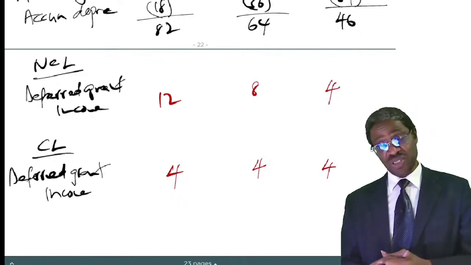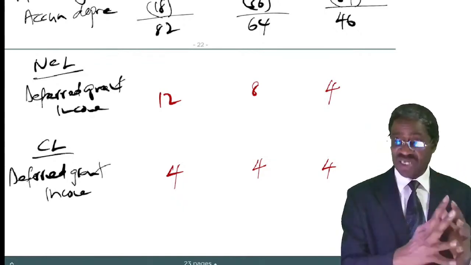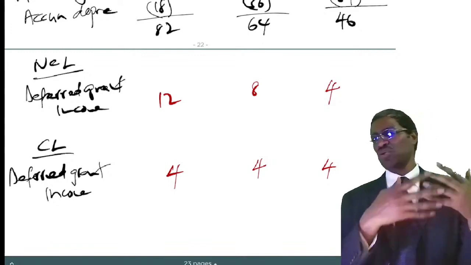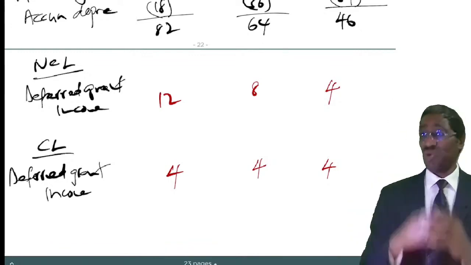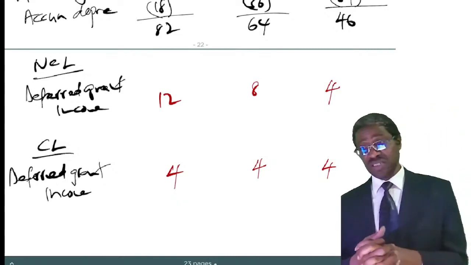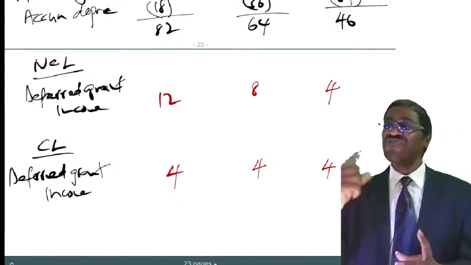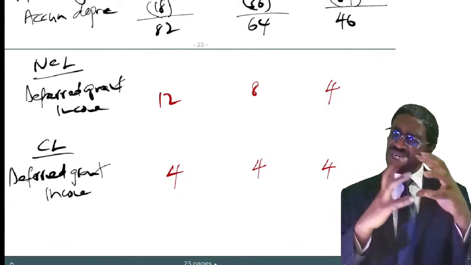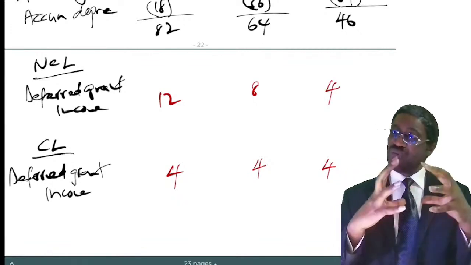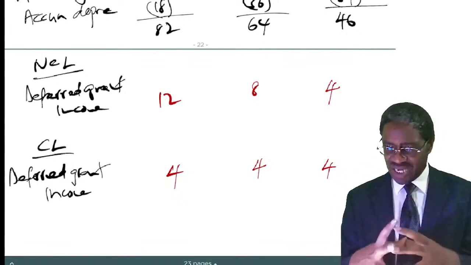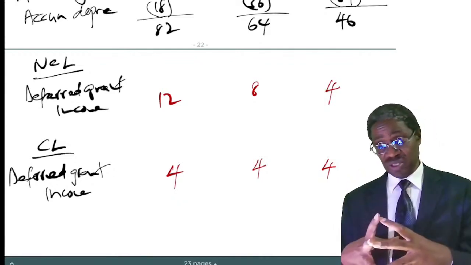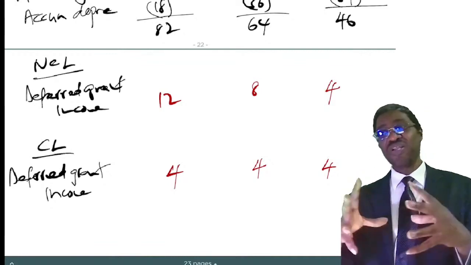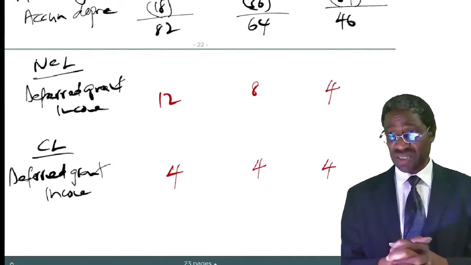The second method is what we are calling deferred grant income, or you can call it deferred income grant, whatever it is, where the grant is considered as a deferred income to be recognized as an income over the useful life of the asset. Over the useful life of the asset. Good.